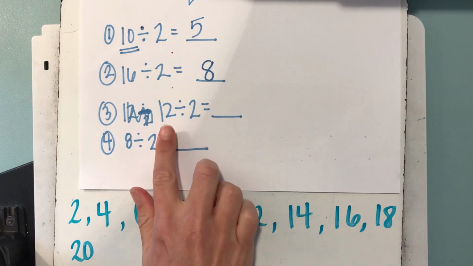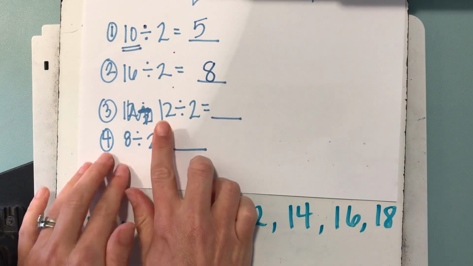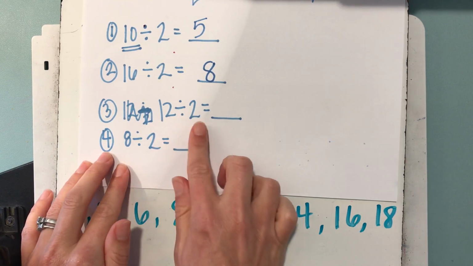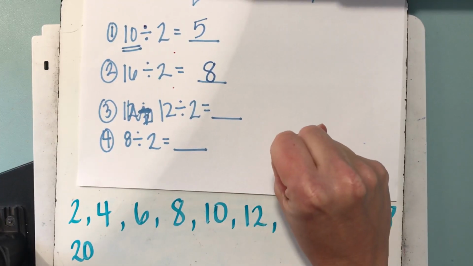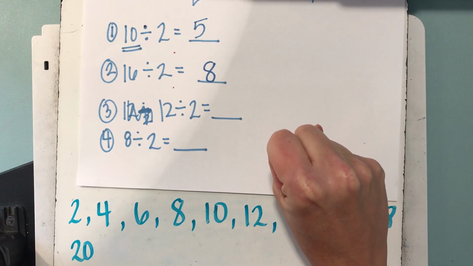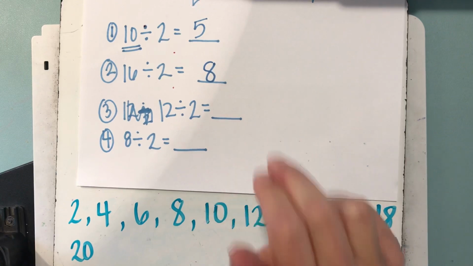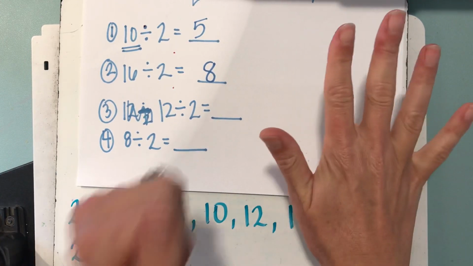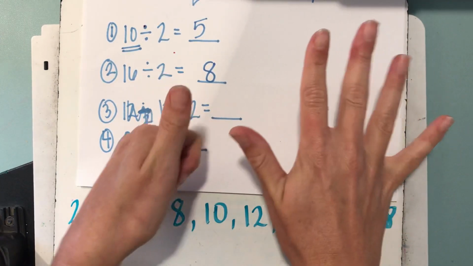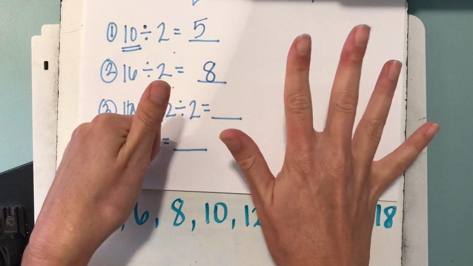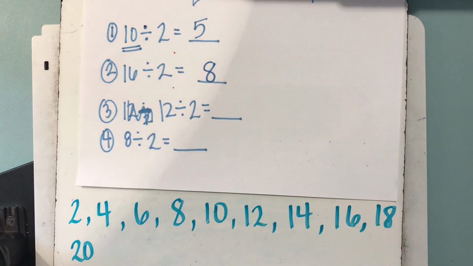Now do this one on your own. Ready? Pause the video and try and figure out this one. 12 divided by 2. All right, here we go. 2, 4, 6, 8, 10, 12. How many times did I skip count? 6 times. So hopefully you got that right.